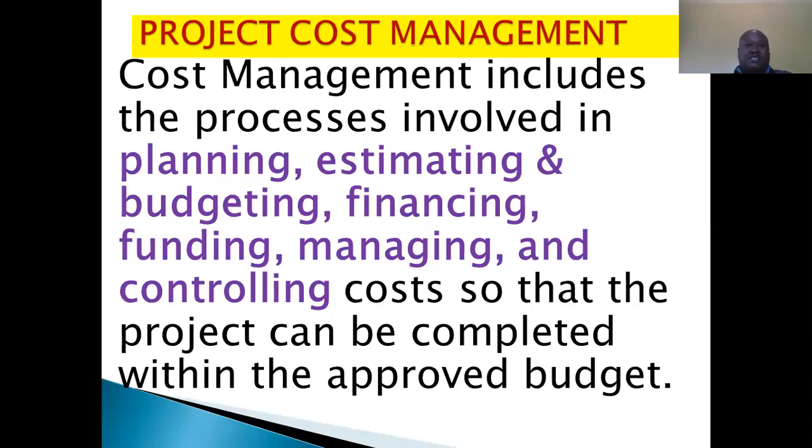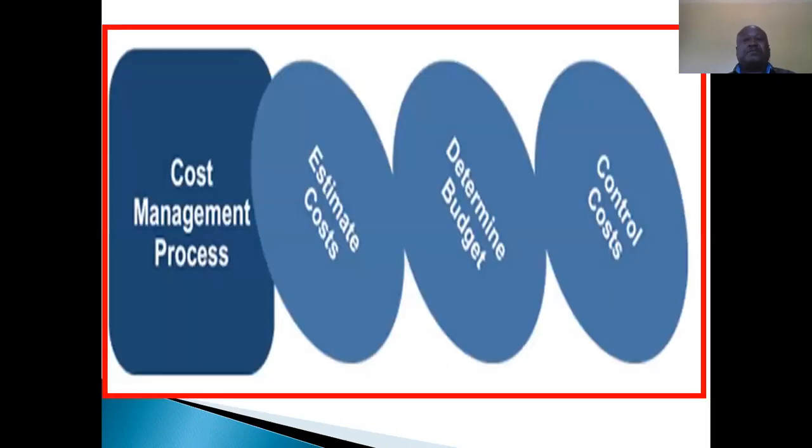Project cost management, as defined above in the illustration, includes the processes listed here in your slide, as you can see: planning, estimating and budgeting, financing, funding, managing, and controlling costs so that the project can be completed within the approved budget. Cost management process. Briefly, as a reminder, we estimate costs, determine the budget, and control the costs so that whatever we do is in line with the planned cost. Anything that goes contrary, we should put corrective measures.